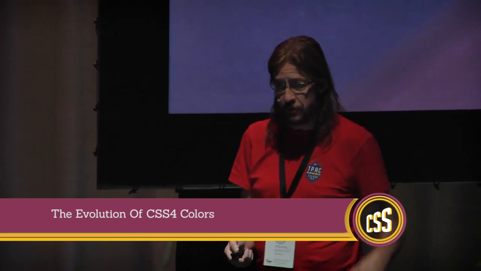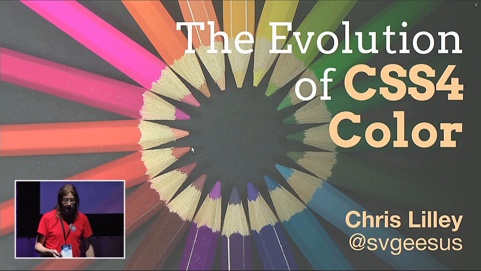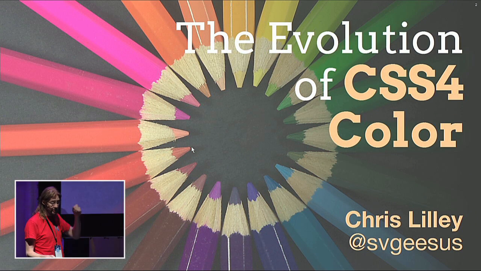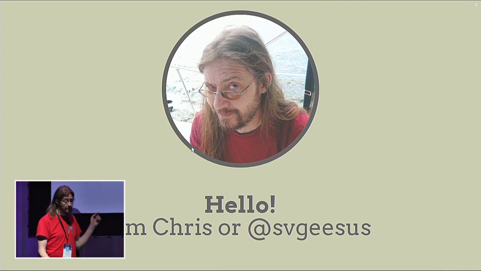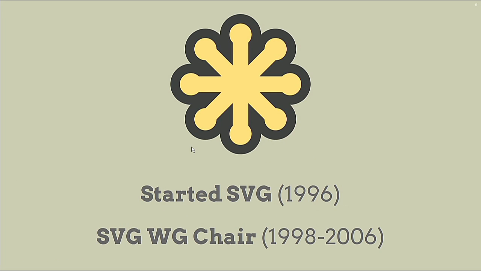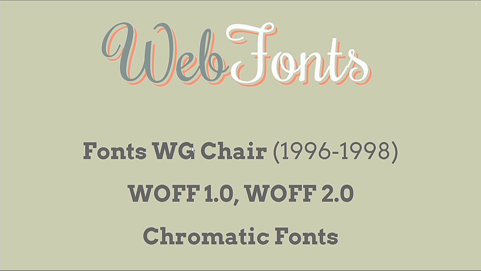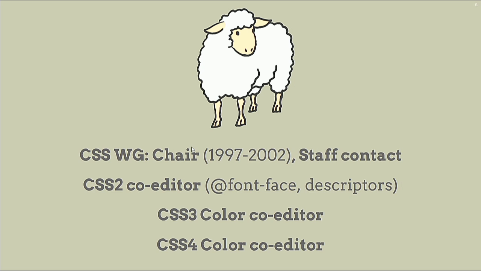And as you can see, it's about color. CSS4 Color. CSS3 Color is what you already use. It's boring stuff. Well, I was co-editor of that too, but you all know about that, so that's boring. So that's me. We already established that. But the CSS4 Color part, that's the interesting thing. That's what I'm here to talk to you about today.